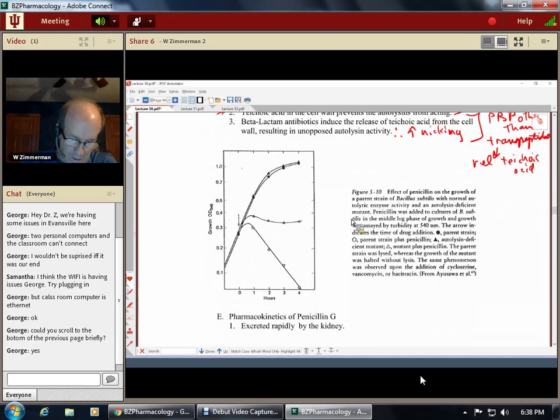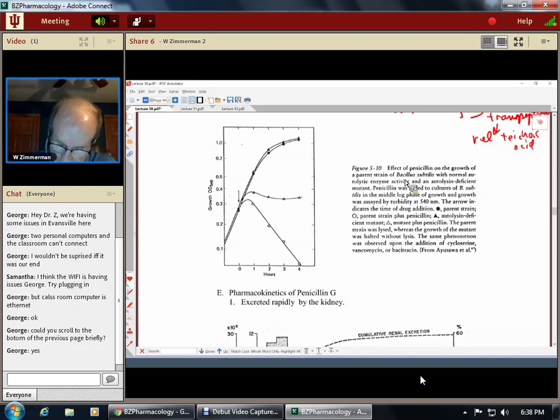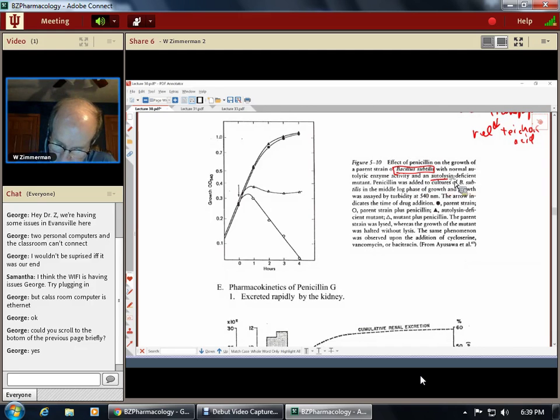An example shown here. This is looking at two strains of Bacillus subtilis, something that's not a clinical pathogen. It's a soil organism that doesn't really cause much trouble in humans. But they've got these two different strains. One of them is autolysin deficient. It says here in the caption, autolysin deficient mutant. And what we see is, both strains grow, and they do just fine without the penicillin present.